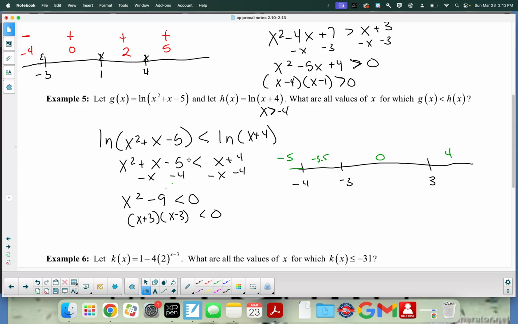Okay, so again, I'm going to check my original function, x squared minus 9. So if I substitute in -5, that's 25 minus 9, that's going to be positive. If I substitute in -3.5, 3.5 squared minus... oh wait, yeah, I want it to be less than 0, never mind. Okay, so 3.5 squared is still going to be bigger, so that's still going to be positive. If I substitute in 0, that's going to be negative, and if I substitute in 4, that's going to be positive. So the only answers that I have are between -3 and 3.